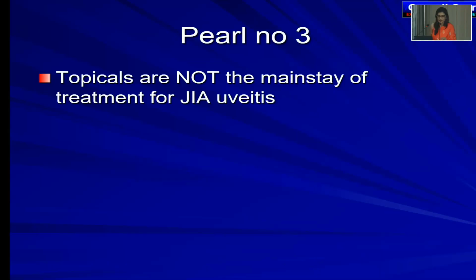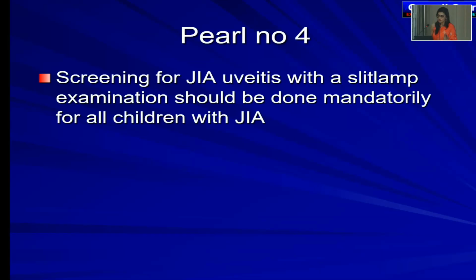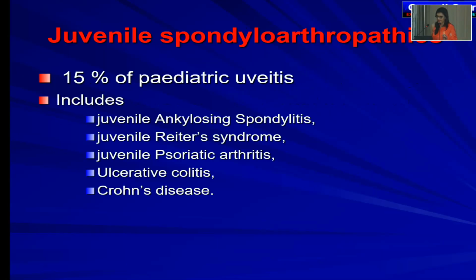So my pearl number 3 is that topicals are not the mainstay of treatment in JIA uveitis, and you should not be starting topicals alone in these children. And also you have to do a screening for all JIA children, and if you have a rheumatologist or a pediatrician in your hospital, they will be referring to you, and you have to do it with a slit lamp examination. Just seeing the patient in a torchlight or just seeing vision and sending the child is not enough. You have to do a slit lamp examination in all these children with JIA.